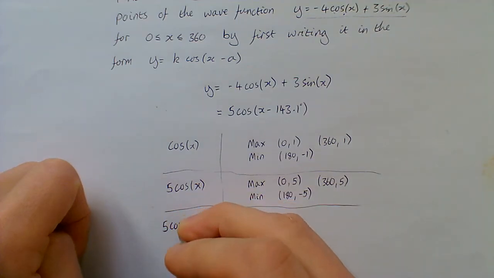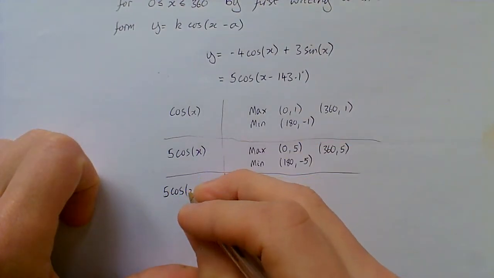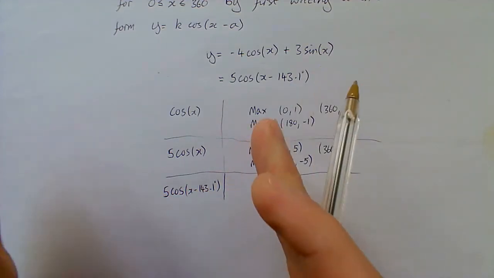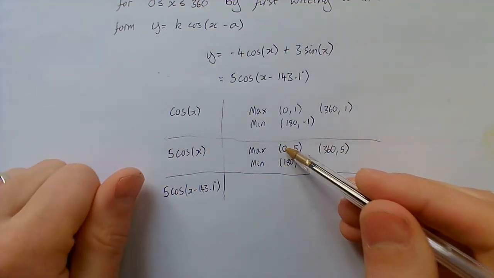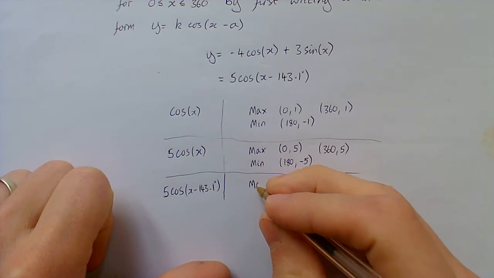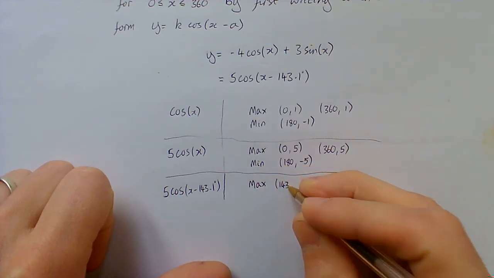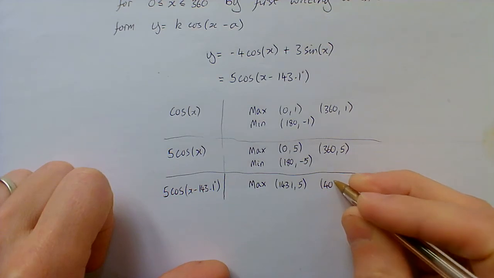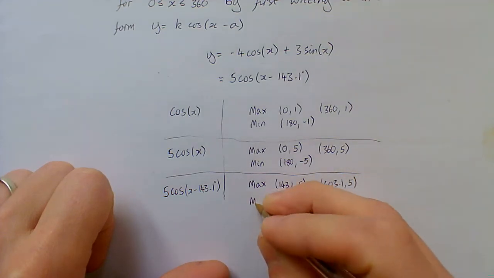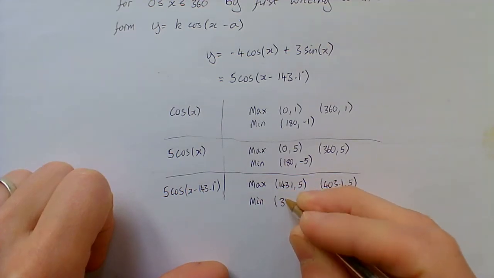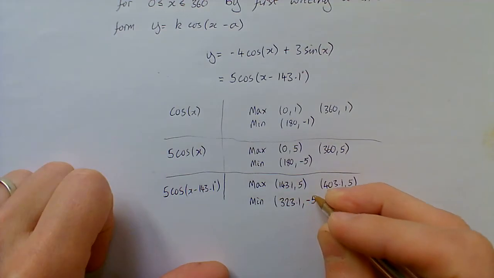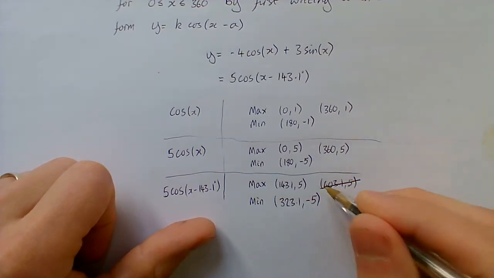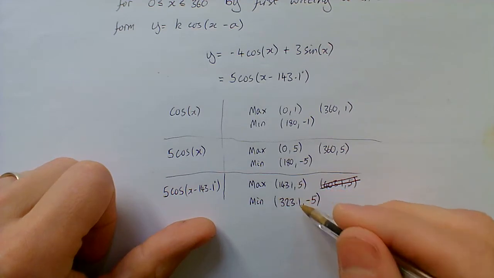Let's build that up one last step. So here we are shifting the angle to x minus 143.1. Well, that, remember, if we're taking away, moves everything to the right. So we're adding 143.1 to each of our x coordinates. So our maximum here moves to 143.1, 5. This one here moves to 403.1, 5. And our minimum point moves to 323.1, comma, minus 5. Well, this one here has gone out of range because of everything we have done, so we can score that one out. And so our answer to our question is that's the maximum and this is the minimum.